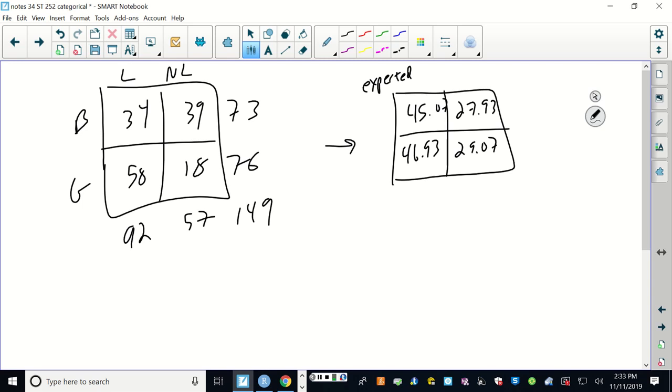The differences are quite large, and if you do the x squared value, you get 13.94. Right? We still compare it to a chi-square 1, where the 95th percentile is 3.84. And so this one, if this were our data, we would clearly reject the idea of independence.